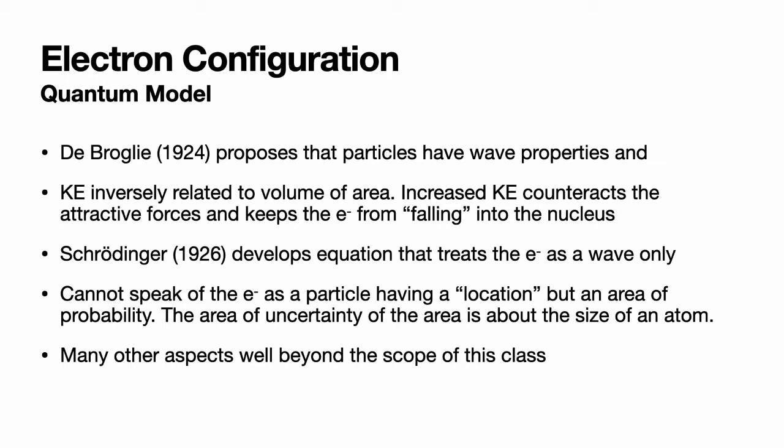And de Broglie explained it that the electrons have kinetic energy. And that kinetic energy is related to the area that they are existing in. The smaller the area that you're existing in, the higher the kinetic energy. So if they get closer to the nucleus, they're just going to go faster and faster and faster. And that's what essentially keeps them from falling into the nucleus, because what's the fastest anything can go? Speed of light.